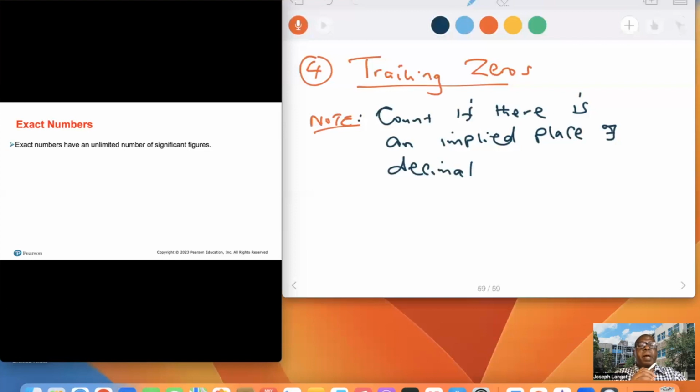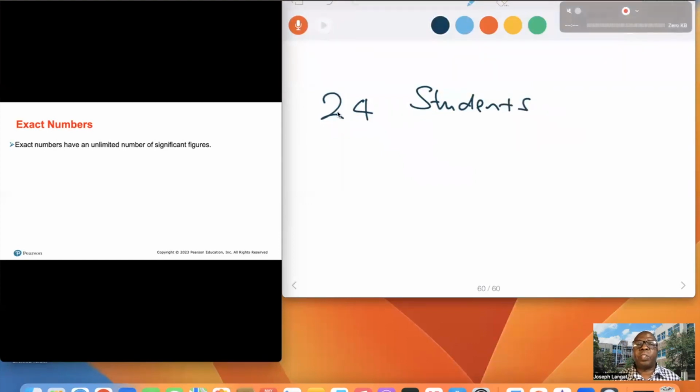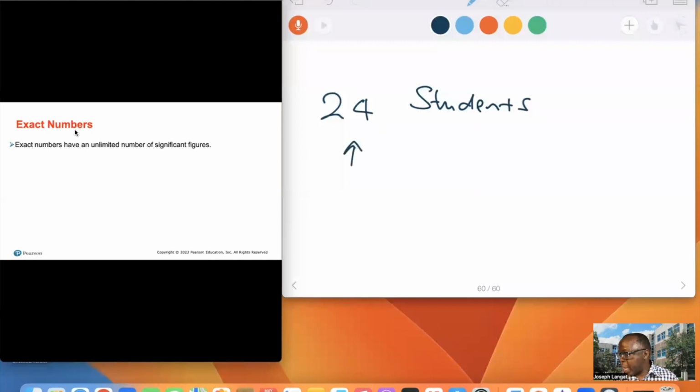Exact numbers, these are numbers obtained from counting, they don't count, all right? Numbers obtained from counting, such as 7 apples. How do I know? I don't need any scale to determine the number of apples. I literally have to count 1, 2, 3, 4. If there are 24 students in a class, I don't need a scale to measure the number of students. All I have to do is count. So numbers such as 24 students do not mean we have significant figures. They are obtained from counting. We call this exact, all right.